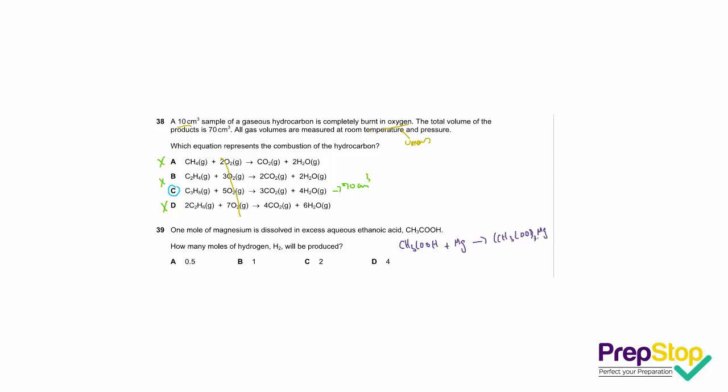Since the valency of magnesium is +2, we see that we will require 2 moles of ethanoic acid. So this gives us 1 mole of hydrogen formed. So the answer to this will be part B, which is 1 mole of hydrogen.